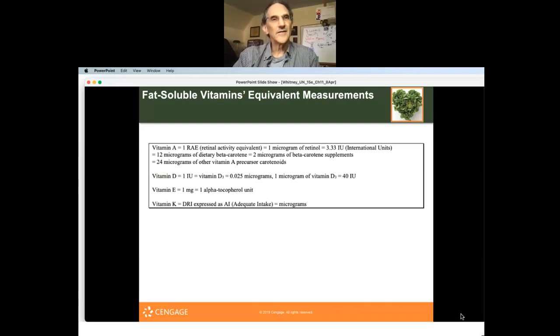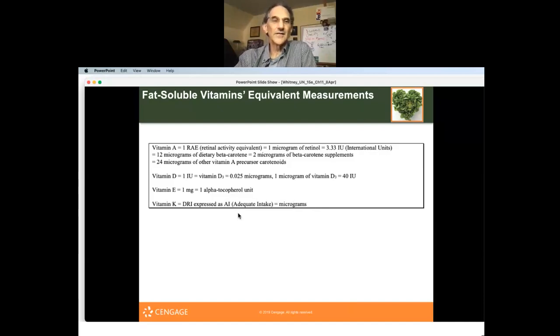Measuring fat-soluble vitamins and their equivalents. Some of these units are a bit different, so this is just taking a look at the units. For vitamin A, there are a couple of ways this is communicated. One of them is in retinol activity equivalents, also international units, and also in the mass quantity of micrograms.